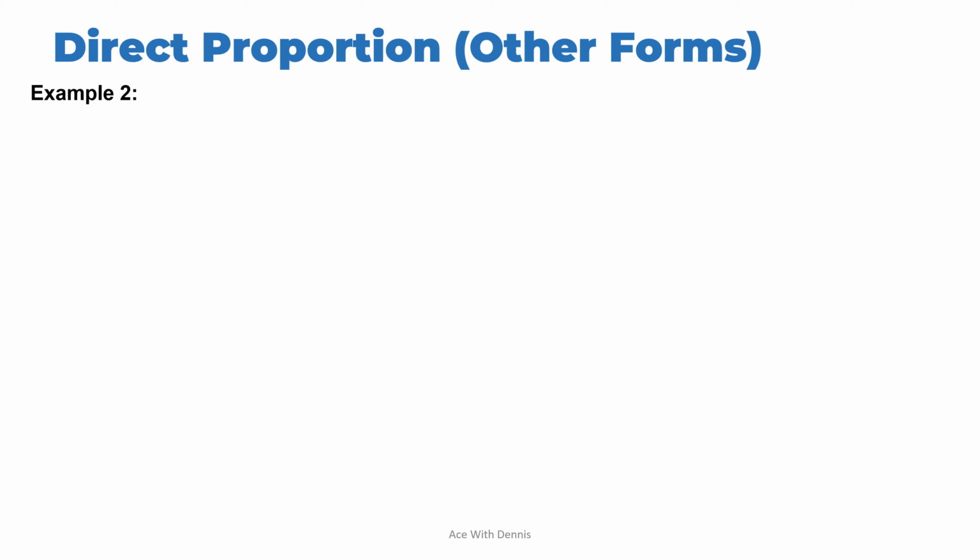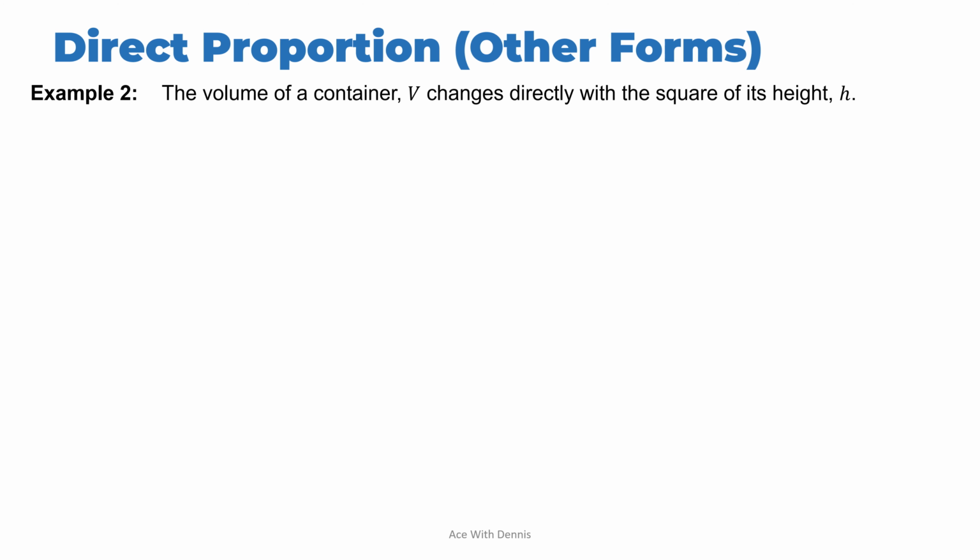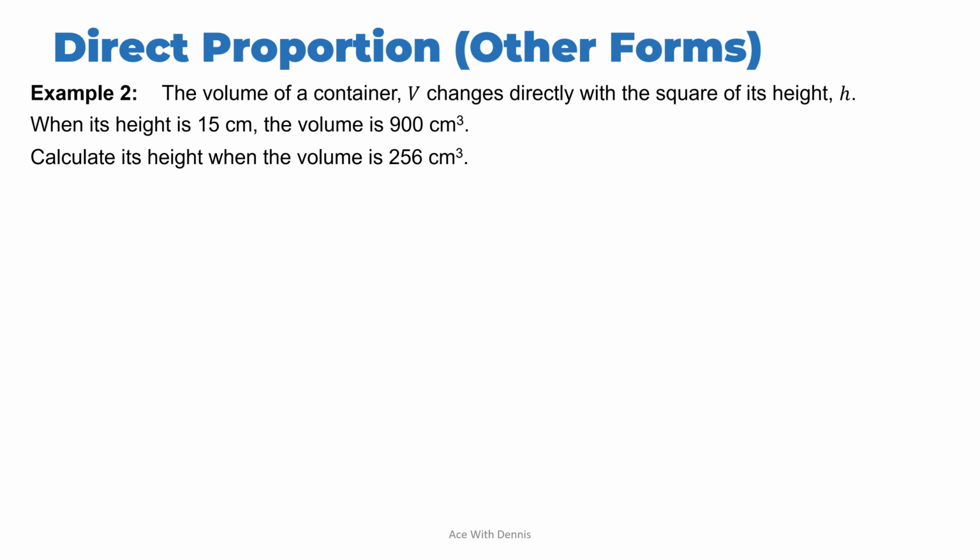Now, let's look at example 2. The volume of a container V changes directly with the square of its height, h. When its height is 15 centimeters, the volume is 900 centimeters cubed. Calculate its height when the volume is 256 centimeters cubed.